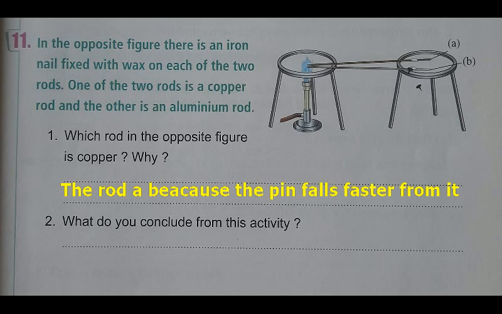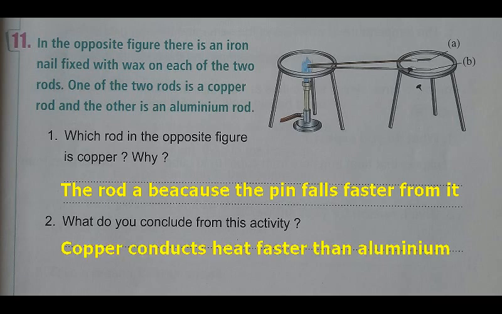What do you conclude from this activity? We conclude that copper conducts heat faster than aluminum. And with that, we have answered all the questions of this lesson.